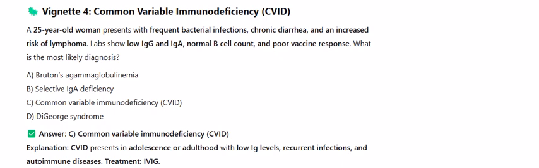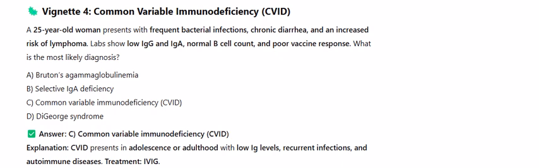A 25-year-old woman presents with frequent bacterial infections, chronic diarrhea, and an increased risk of lymphoma. Labs show low IgG and IgA, normal B-cell count, and poor vaccine response. What is the most likely diagnosis? A. Bruton's Agammaglobulinemia. B. Selective IgA deficiency. C. Common variable immunodeficiency, CVID. D. DiGeorge syndrome. Answer C.